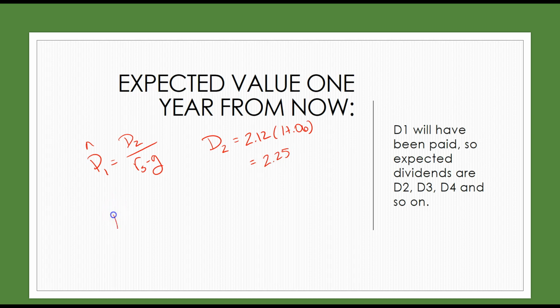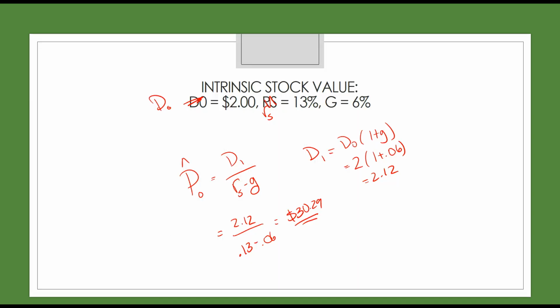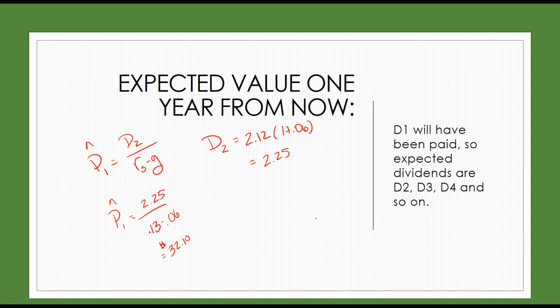So now we can plug that into our Gordon model. The price in 1 year is equal to the dividend 2 periods from now divided by the required return, 13%, minus the growth rate of 6%. And that gets us $32.10. So right now we expect our price to be $30.29. In 1 year, we expect the stock price to be $32.10. So we expect the stock price to increase.